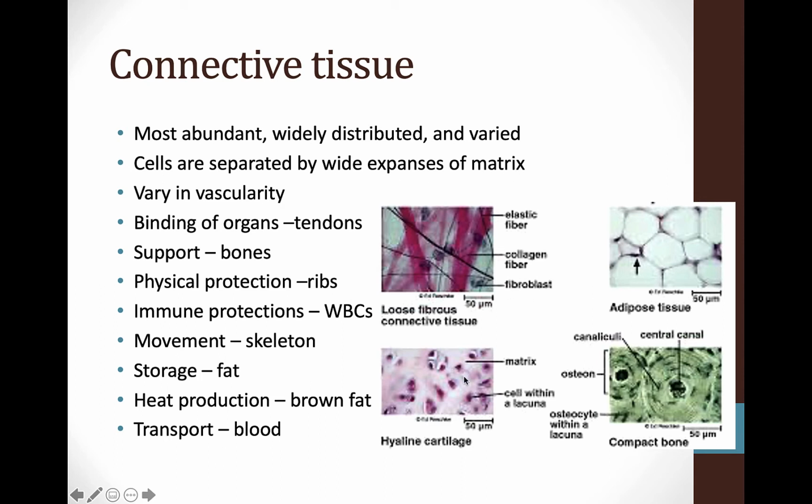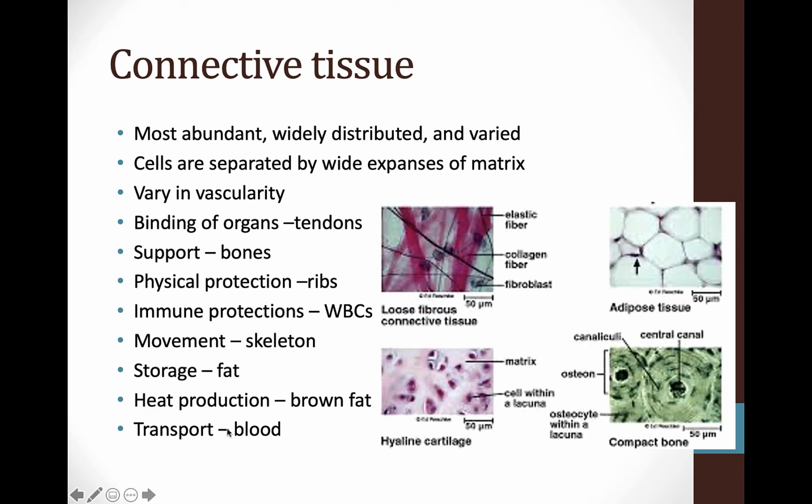So over here you can see cartilage, and the little pink part is the cell, and between it we've got large areas of cartilage matrix. Same thing with bone. The little black part is the cell, and then in between that is the actual bone matrix. They vary in vascularity, so the epithelial cells didn't have very much vascularity. Some connective tissues will be extremely vascular, like blood, and some will be fairly avascular, like adipose tissue or fat.